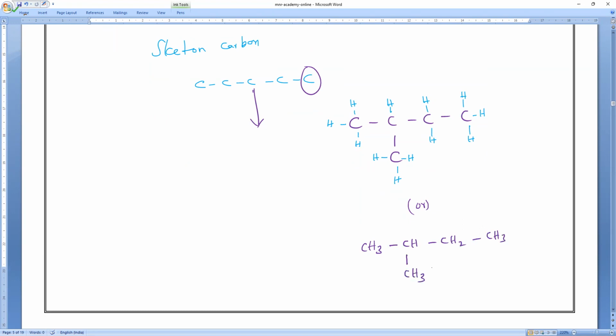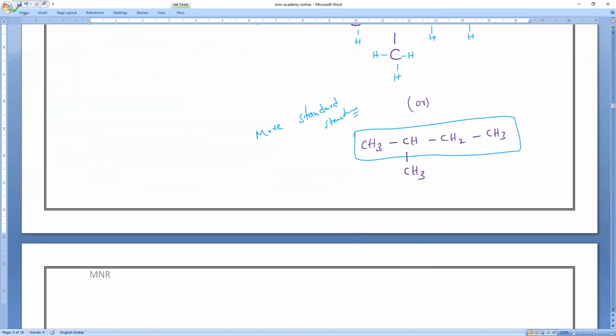Somebody may have a doubt: sir, why can't I put this branch on this carbon? You can, nothing wrong in that, but this is the more standard structure, so we will use this one. Now, what is the longest chain? How many carbons are there in the longest chain? Four. Four means butane.